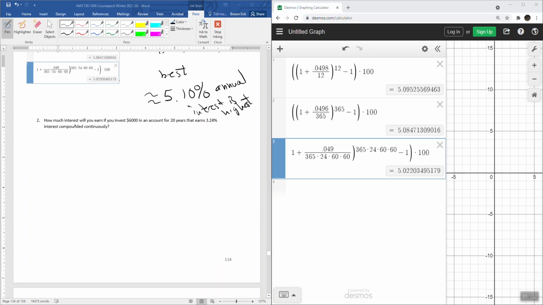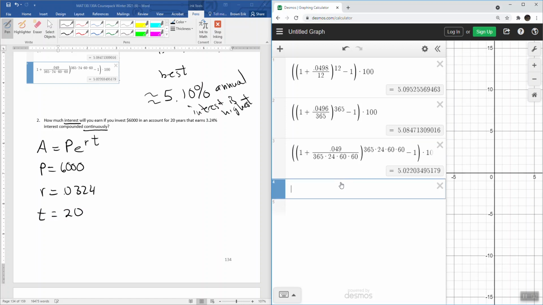Okay, question 2. How much interest will you earn if you invest $6,000 in an account for 20 years that earns 3.24% interest compounded continuously? Well, we don't have an interest formula for compound interest like we do for simple interest. So what we'll do is calculate the future value. Since this is compounded continuously, we know it's A equals Pe to the rt, and the P in this case is 6,000. The r converted to a decimal would be 0.0324, and the time period is 20 years.